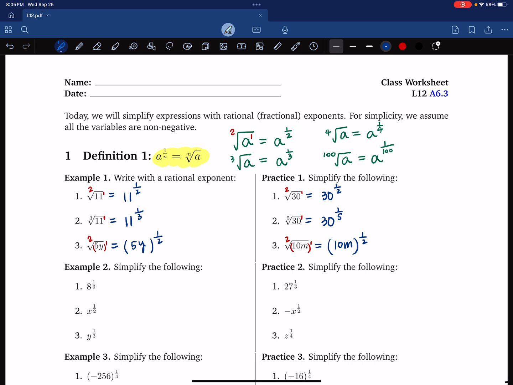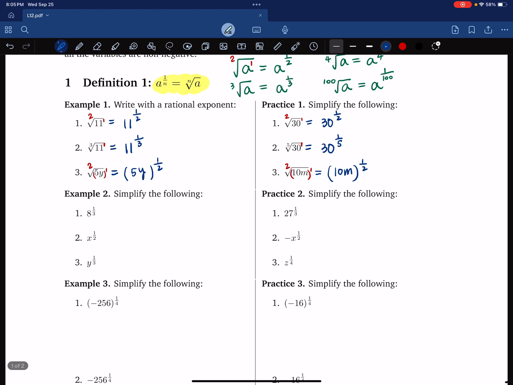Okay, example 2. Simplify the following. As you can see, all of these expressions are exponents with a rational exponent, meaning that our exponents are fractions. You could do this if you want, or you could convert it to the radical form, which is probably better in my opinion, because it's easier to see what you're doing. So what you do is you first identify the base. Our base is 8, so this is the radicand. It's the number that goes inside the radical sign.